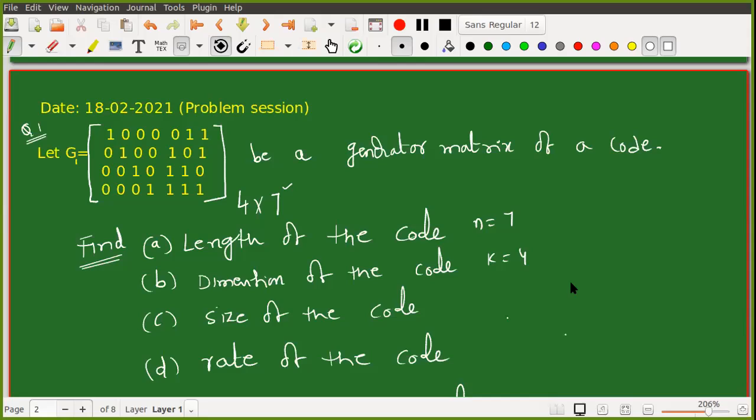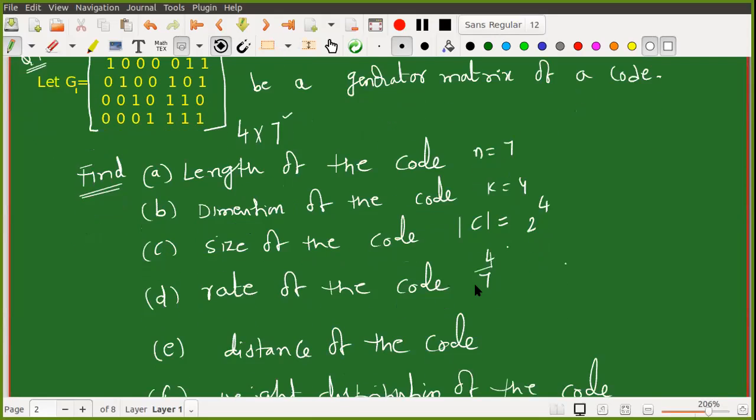Now Pratiksha, what is the size of the code? So cardinality of C. Sir, since it's binary, it's 2 to the power 4. Very good, 2 power k. Yeah, very good. What is the rate of the code? Sir, it's 4 by 7. 4 by 7. Good.